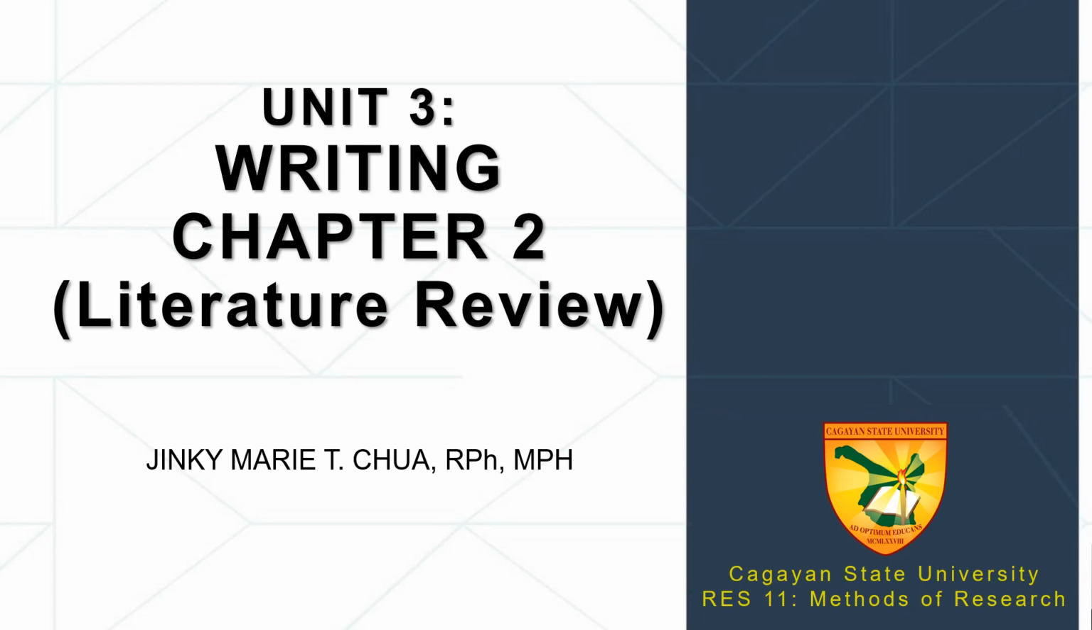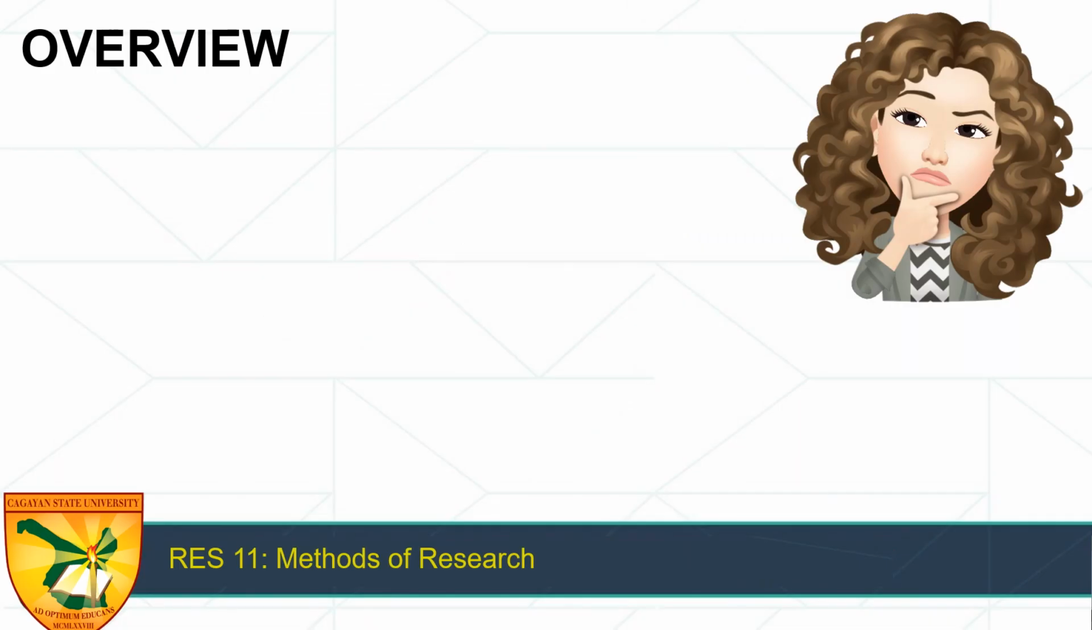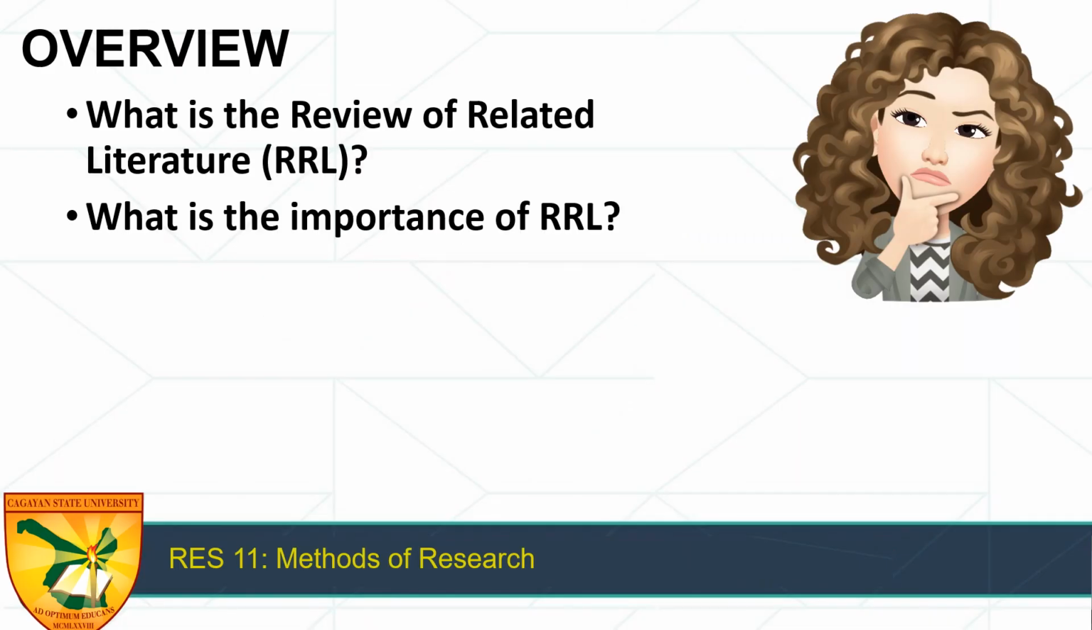We are still here at Unit 3, writing Chapter 2 of your proposal on literature review. We've already talked about what is RRL and the importance of RRL in Part 1, and now in Part 2 we have how do we write the RRL.